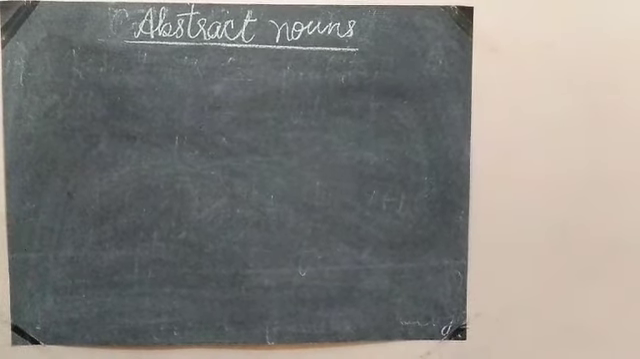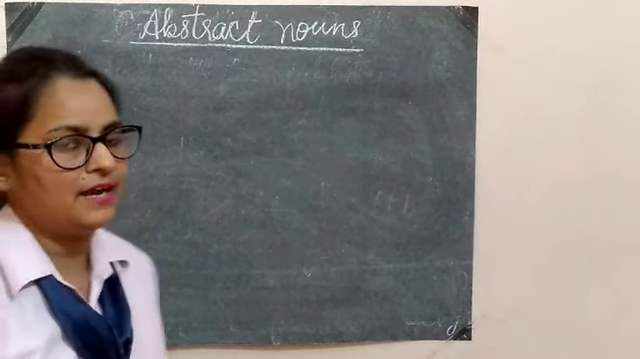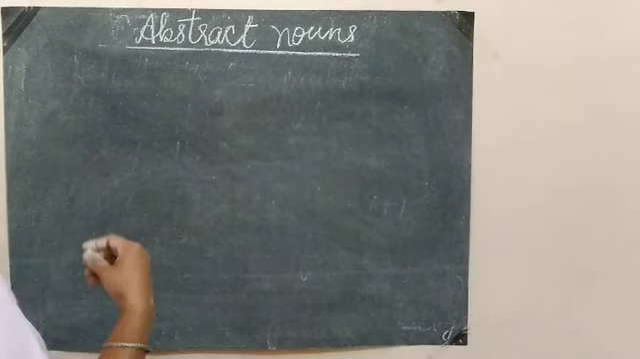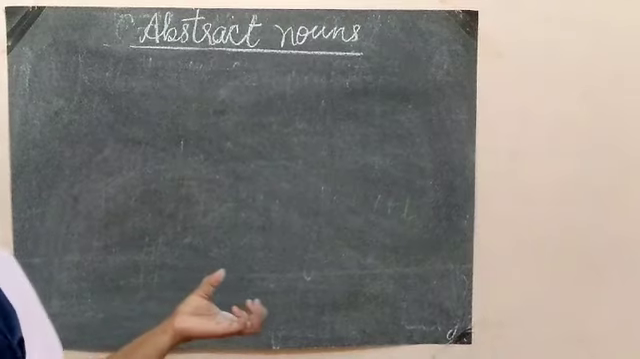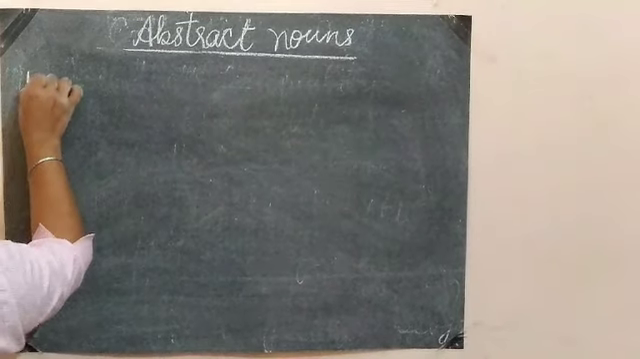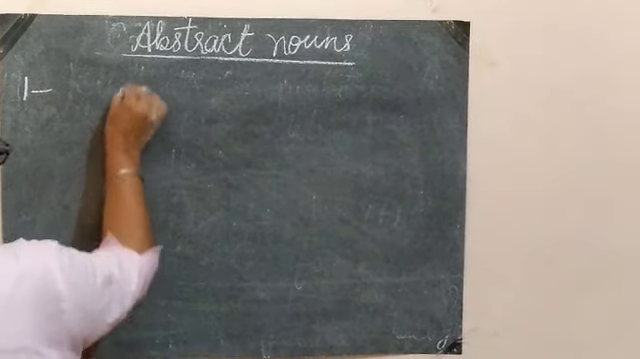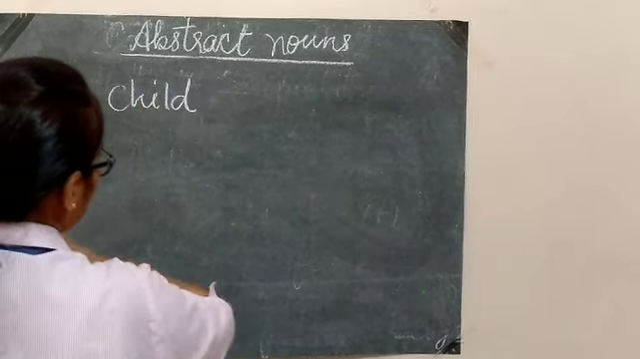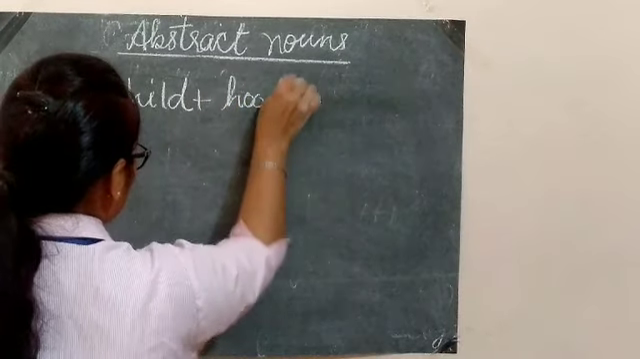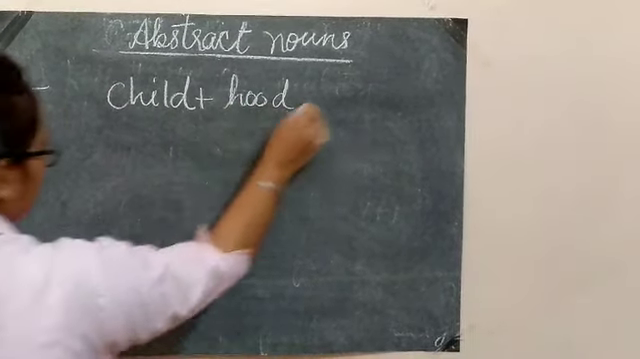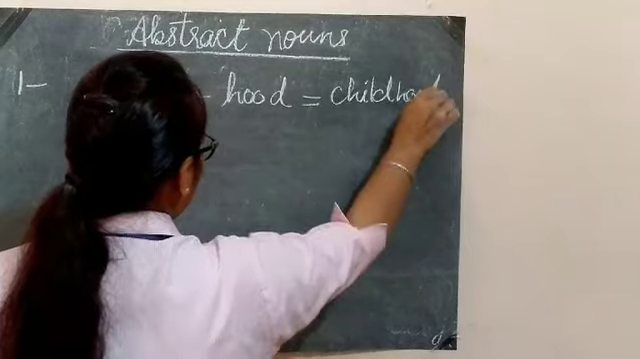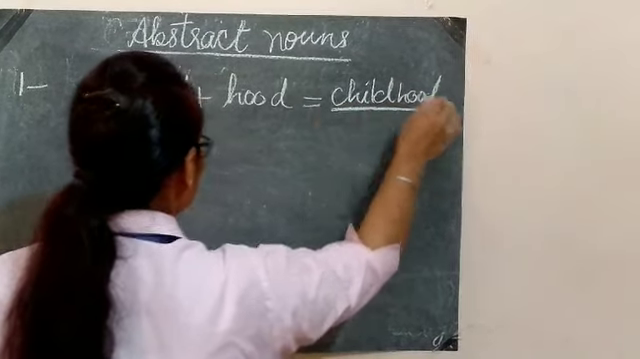Now, listen, students, many abstract nouns are formed by adding suffixes. So how can we add suffixes to form abstract nouns? Look at the board. First, like child. There's a noun, child, and I add here the suffix hood. So it becomes childhood. Childhood is an abstract noun.